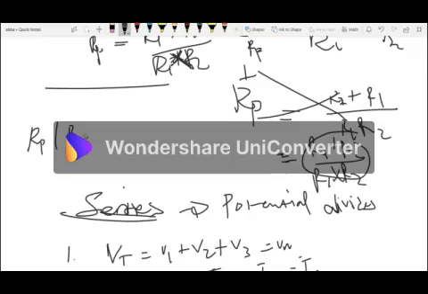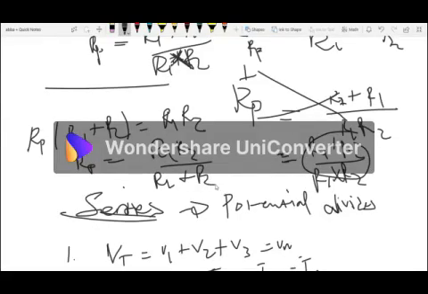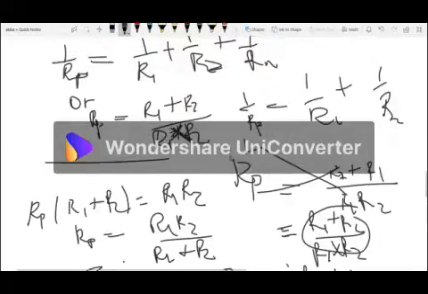RP into what? Your R1 R2, right? No, sorry. RP is equal to R1 plus R2, which is equal to here we're going to have your R1, your R2, divided by R1 plus R2. RP is going to be R1 R2 over R1 plus R2, right? That was the only mistake I made here.